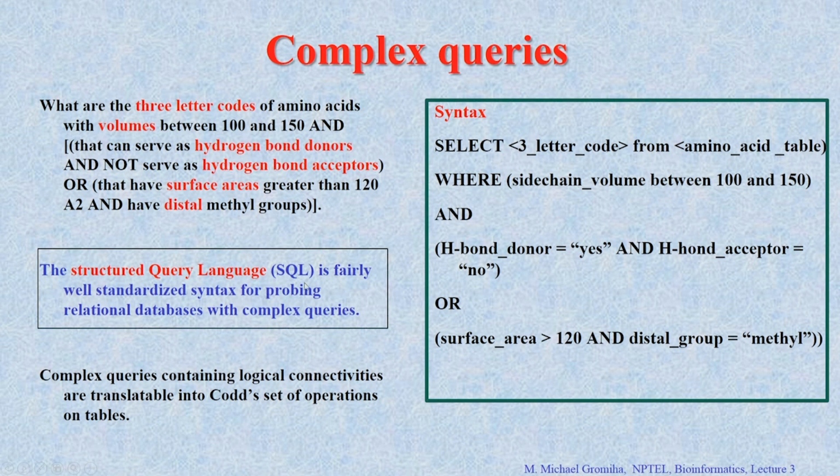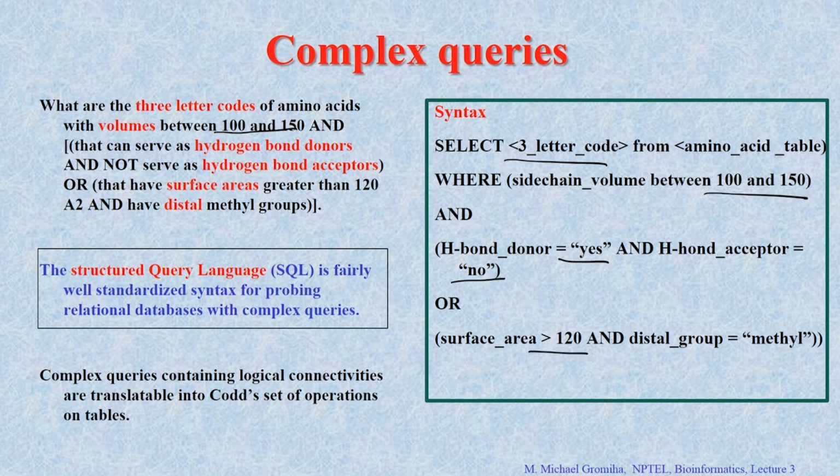So, here we use the structured query language, that is called SQL. It is a well standardized language. You can get any complex query from a relational database. Here is the syntax. First, the 3-letter code, that is the code you need, and the conditions from where: the side chain volume between 100 and 150, this will fulfill these conditions. Hydrogen bond donor, yes. Hydrogen bond acceptor, no. And then what is the next condition?